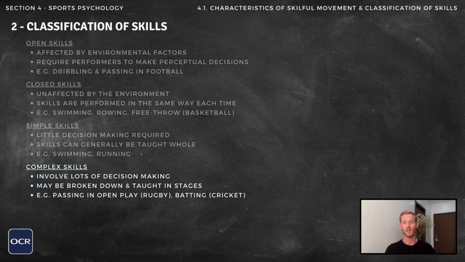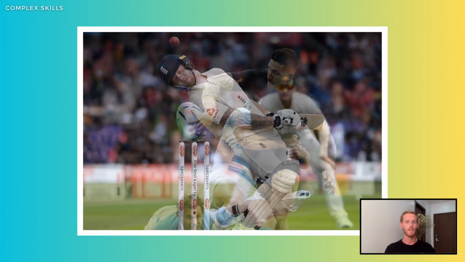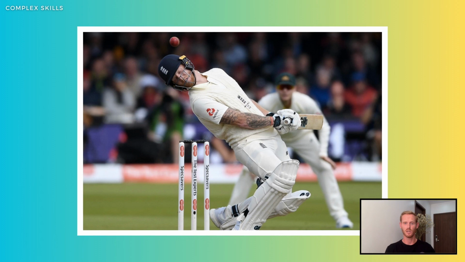In contrast, if there are lots of variables and decisions to be made, the skill is known as a complex skill. For example, when passing in rugby, the constant movement of teammates and opponents mean that many judgments need to be made before the skill is performed. When batting in cricket, the position of fielders and the line, length and speed of the bowler's delivery must all be taken into account when deciding which shot to play.